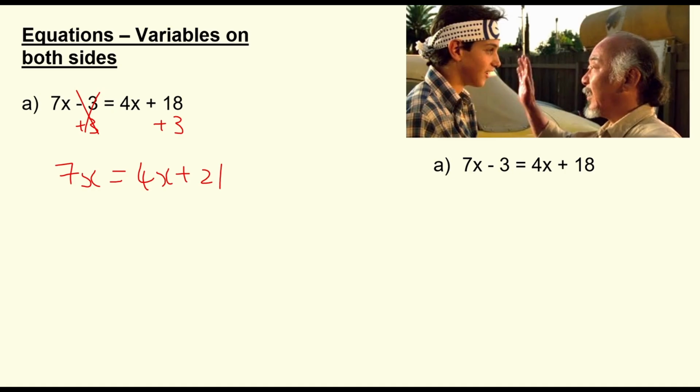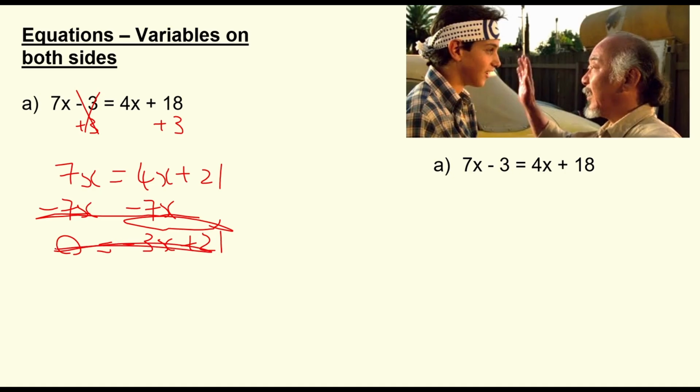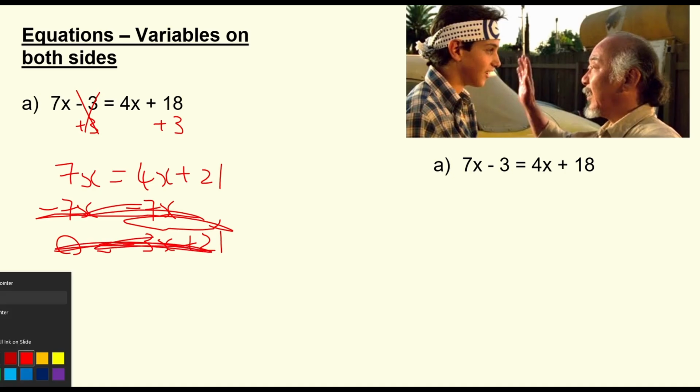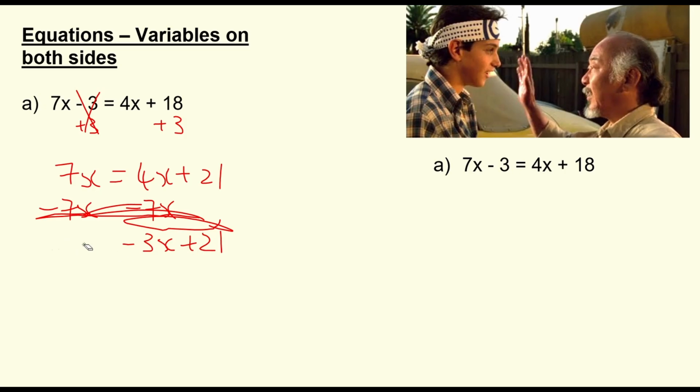Okay? Now, we want to get rid of a letter. Now, we could get rid of the 7x, but if we did that, we'd end up with nothing on that side. Okay, if I minus 7x from that side, minus 7x from that side, I'm going to have 0 equals minus 3x plus 21. We can recover from that, but it's not ideal. So generally what we do is we always get rid of the x that's got a number next to it. So, hang on a sec, let's grab that out.